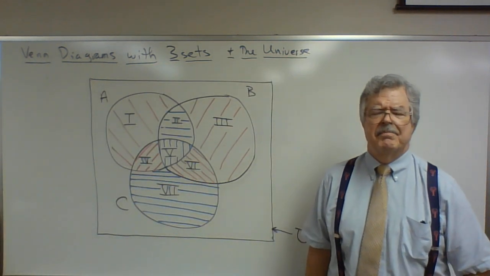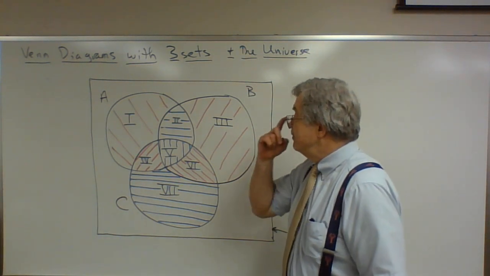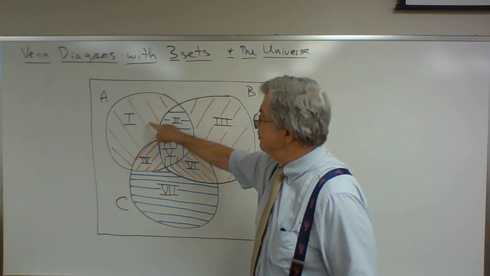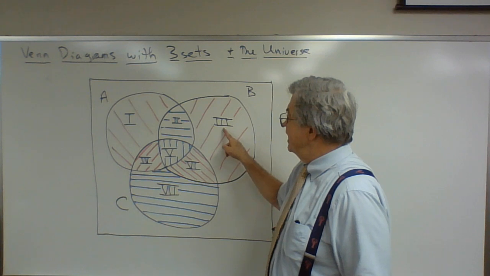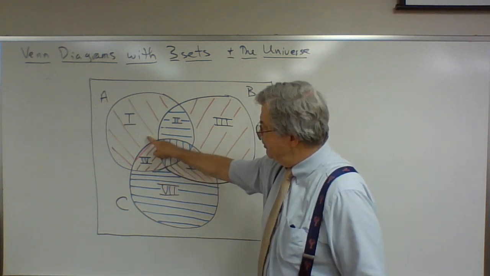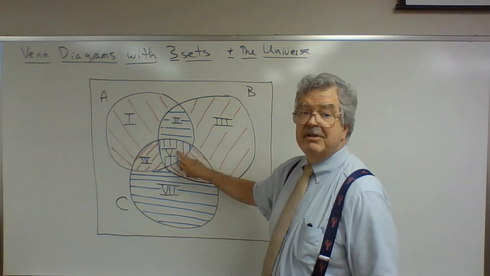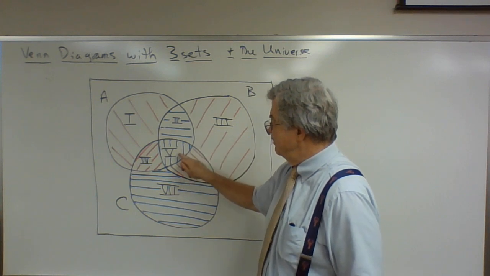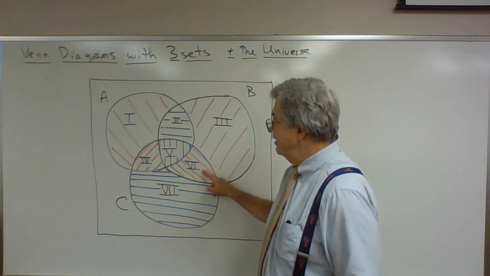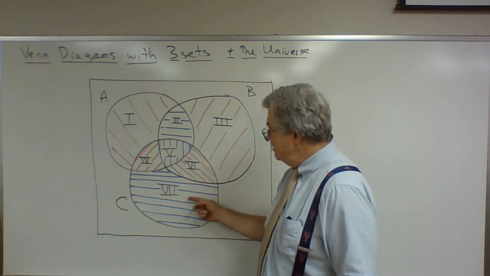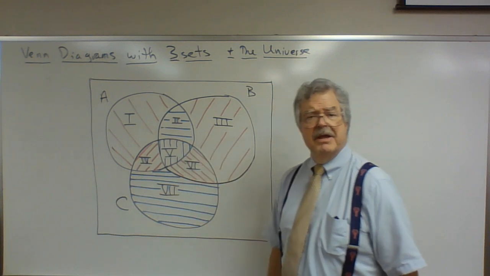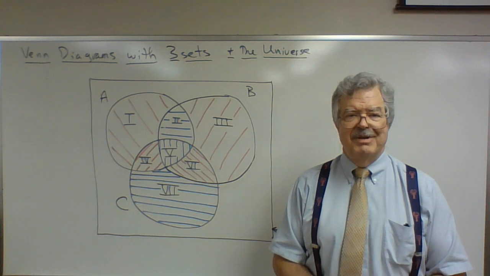Am I forgetting anything? These are the elements that are in set A, and they're not in set B or set C. These are the elements that are both in set A and set B. These are the elements that are in set B, but they're not in A, and they're not in C. These elements, they're in set A, they're in set C. These elements, they're in all three sets, A, B, C. These elements, region 6, they're in set B, they're in set C, but they're not in set A. The elements in region 7, they're in set C, but they're not in set A, they're not in set B. Have I accounted for all of the possibilities?